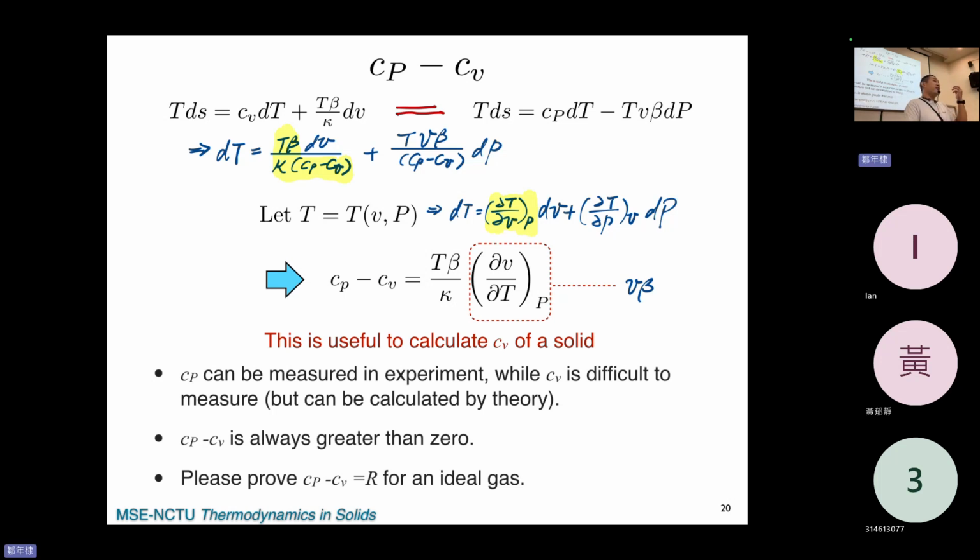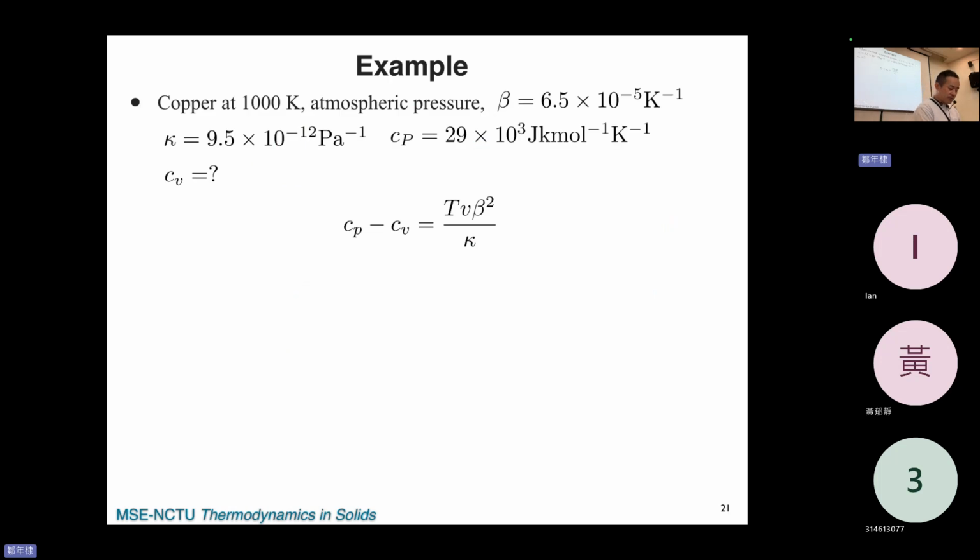Okay, so we just finished two TdS equations. The third one is easy. Okay, you can think about how to prove the third one by using the first one and second one. You can try it yourself at home.